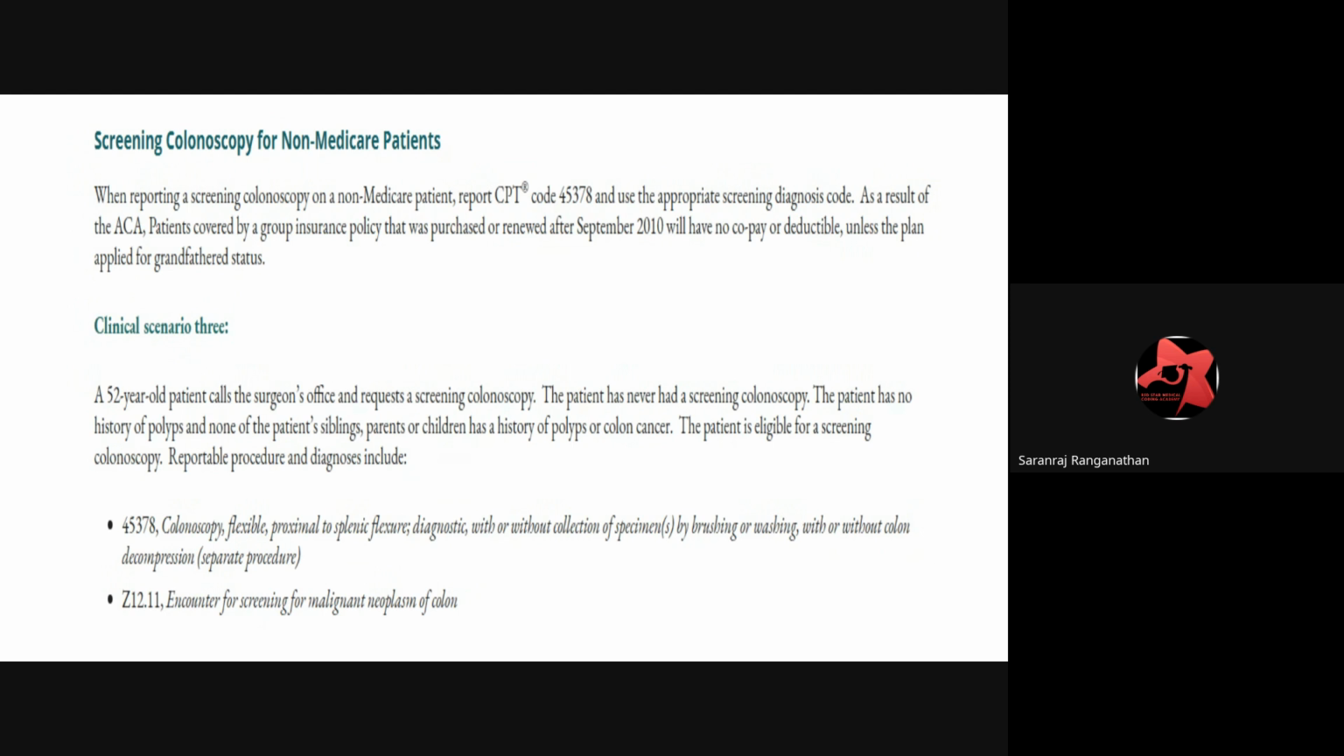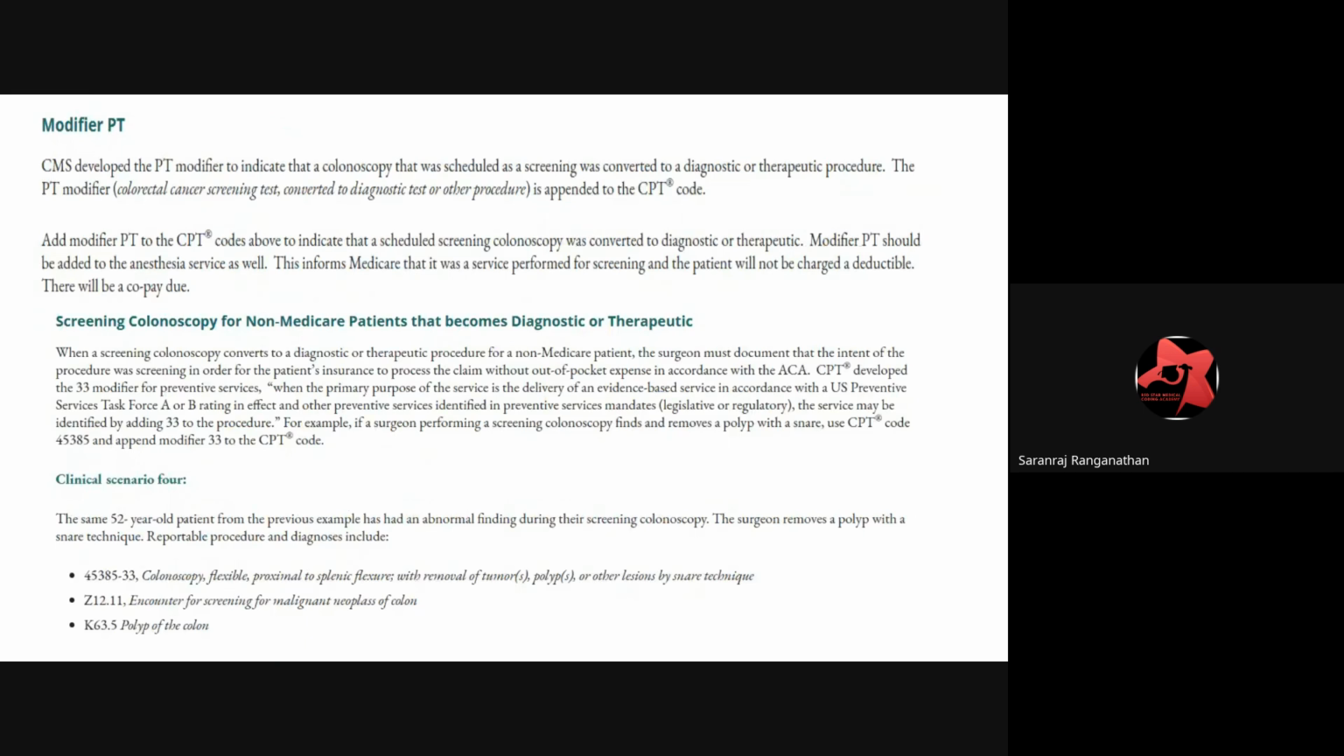Then clinical scenario 3 they have given: a 52-year-old patient calls the surgeon's office and requests a screening colonoscopy. The patient has never had a screening colonoscopy, has no history of polyps, and none of the patient's siblings, parents or children has a history of polyps or colon cancer. The patient is eligible for a screening colonoscopy. Reportable procedure and diagnosis codes are 45378 and Z12.11. That is a screening code we have to give. There is no risk, so no need for other codes.